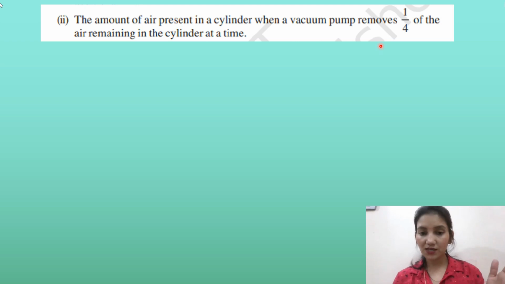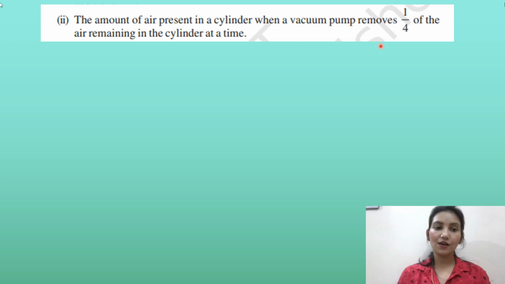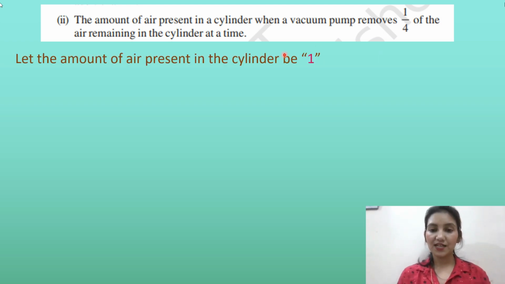You need to find out the amount of air left in the cylinder, and whether that forms an AP or not. So let's say that the cylinder initially has 1 unit of air. We are just assuming it, right? So the amount of air present in the cylinder is 1 unit.